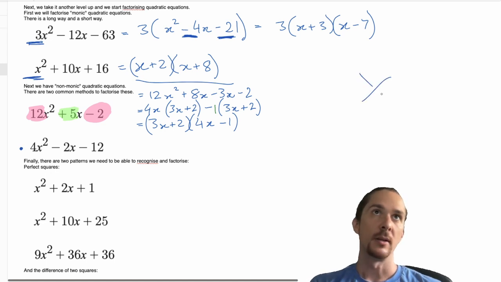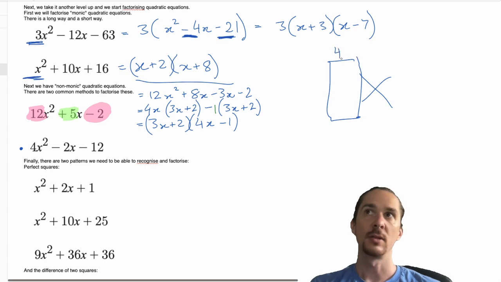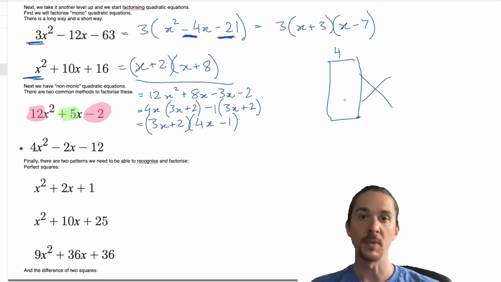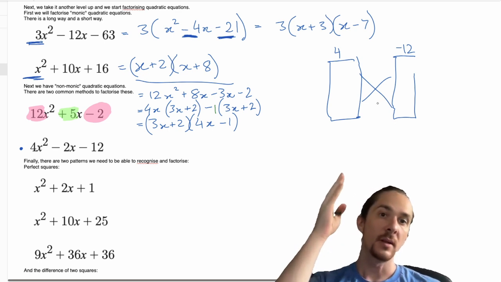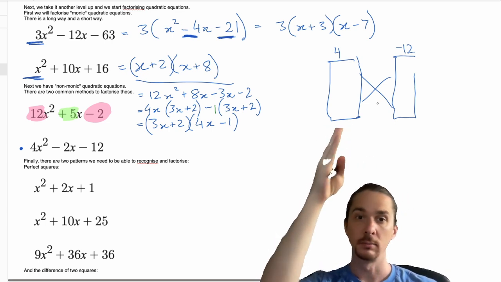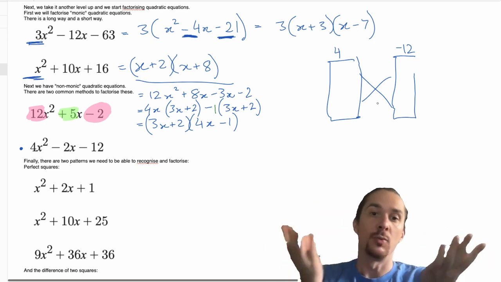We start by doing a cross. Now on this side here, we're going to put the factors of the coefficient of x squared. And on this side here, we're going to put two factors of the constant term. Okay. Now, the factors that go here could be 1 and 4 or 2 and 2. Either of those would work. We don't know yet which one it's going to be. We're going to have to experiment.